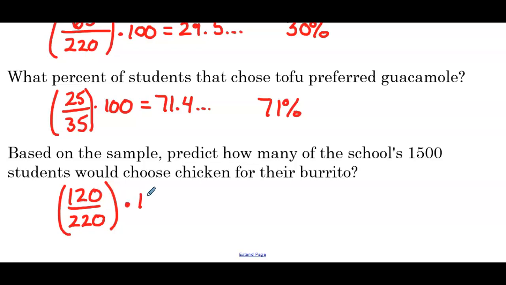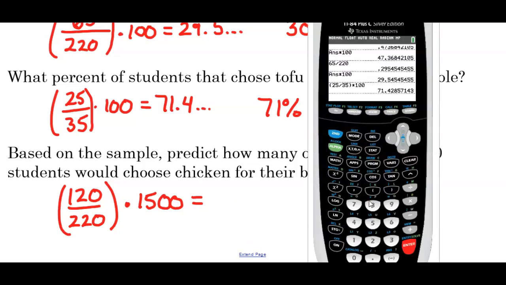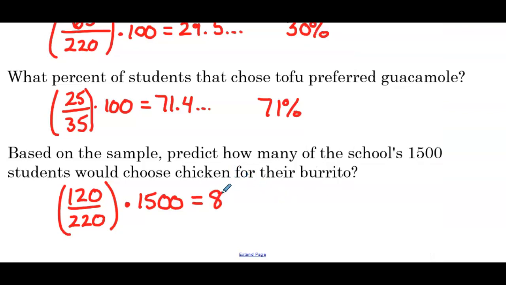And then we're going to multiply that by 1,500. Okay, so parentheses, 120 divided by 220 times 1,500. That's going to tell us how many students we can predict would choose a chicken burrito. So 818.18.